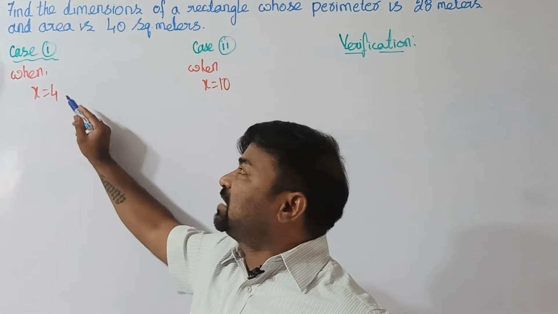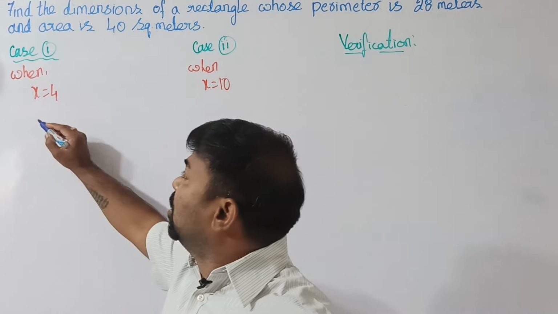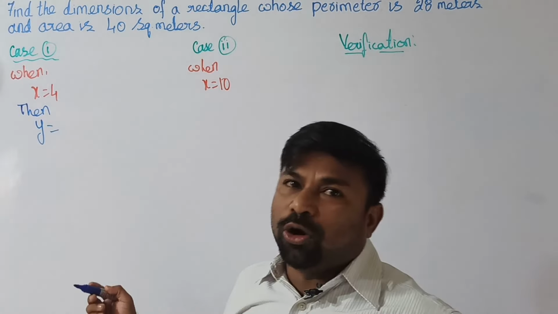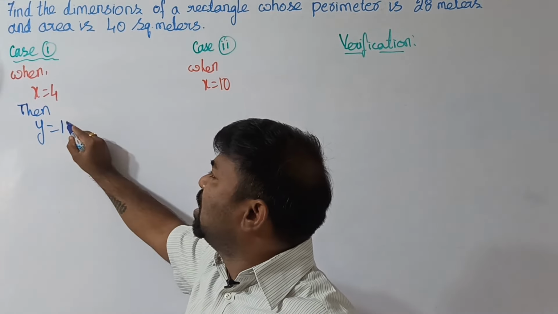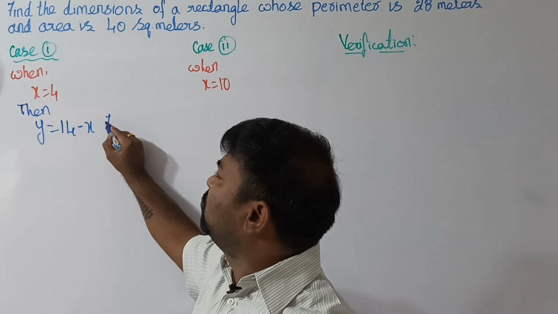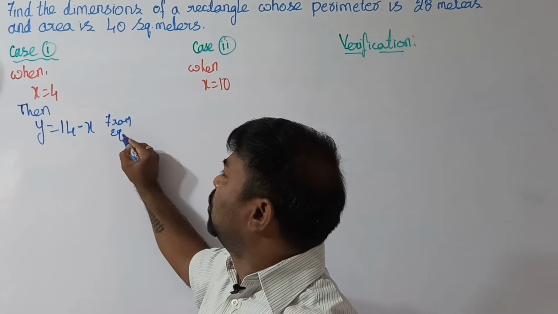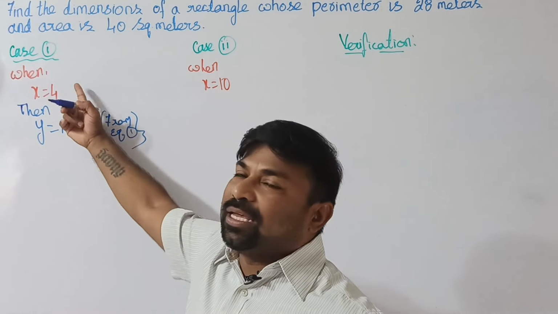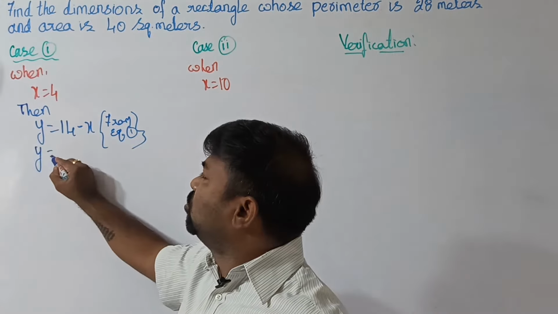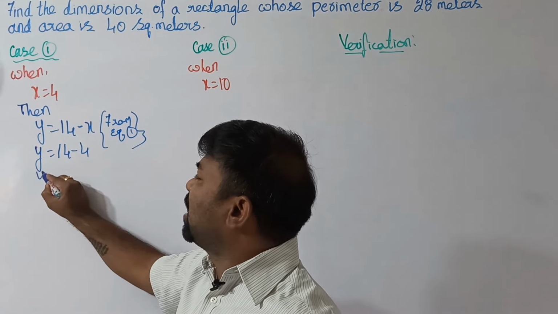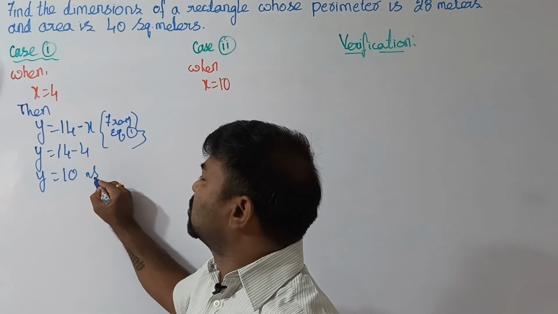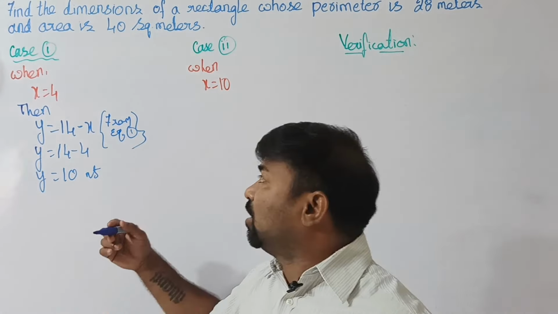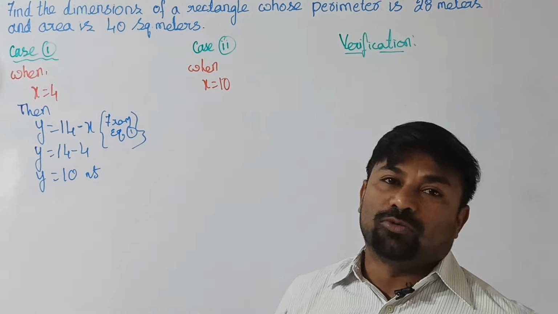So here when x is equal to 4, then what's the y? According to the calculation from equation 1, y is equal to 14 minus x. From equation 1, we got y is equal to 14 minus x. Now, let us plug in the value we got here. So y equals 14 minus 4, y equals 10 meters. Now we got x is equal to 4 and y is equal to 10.